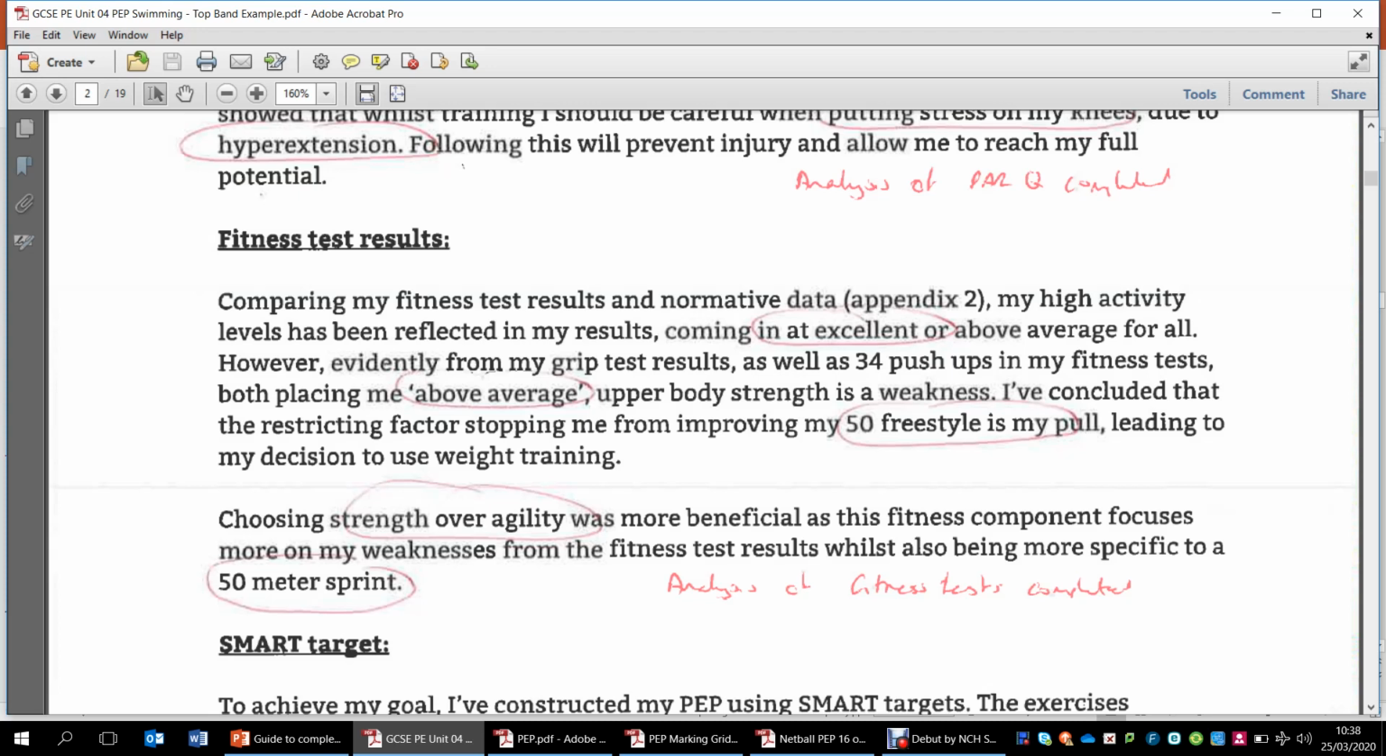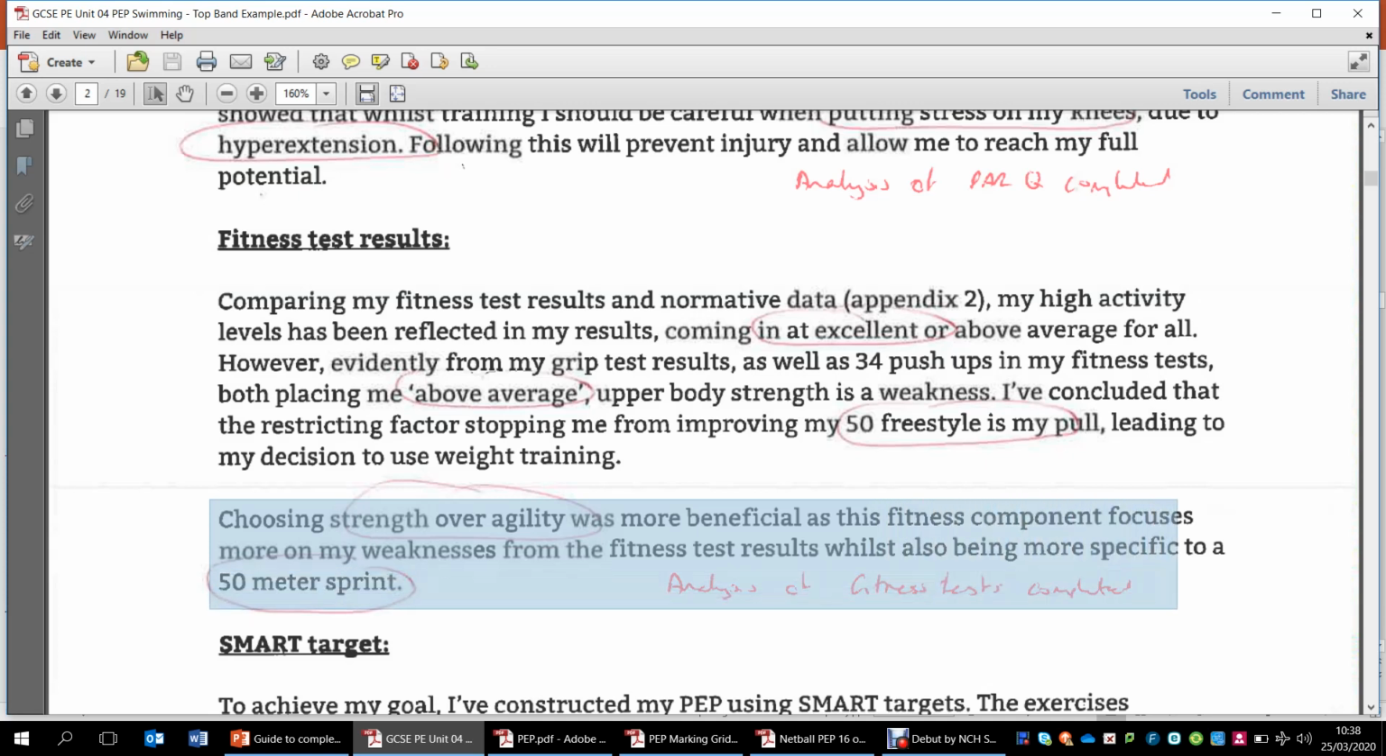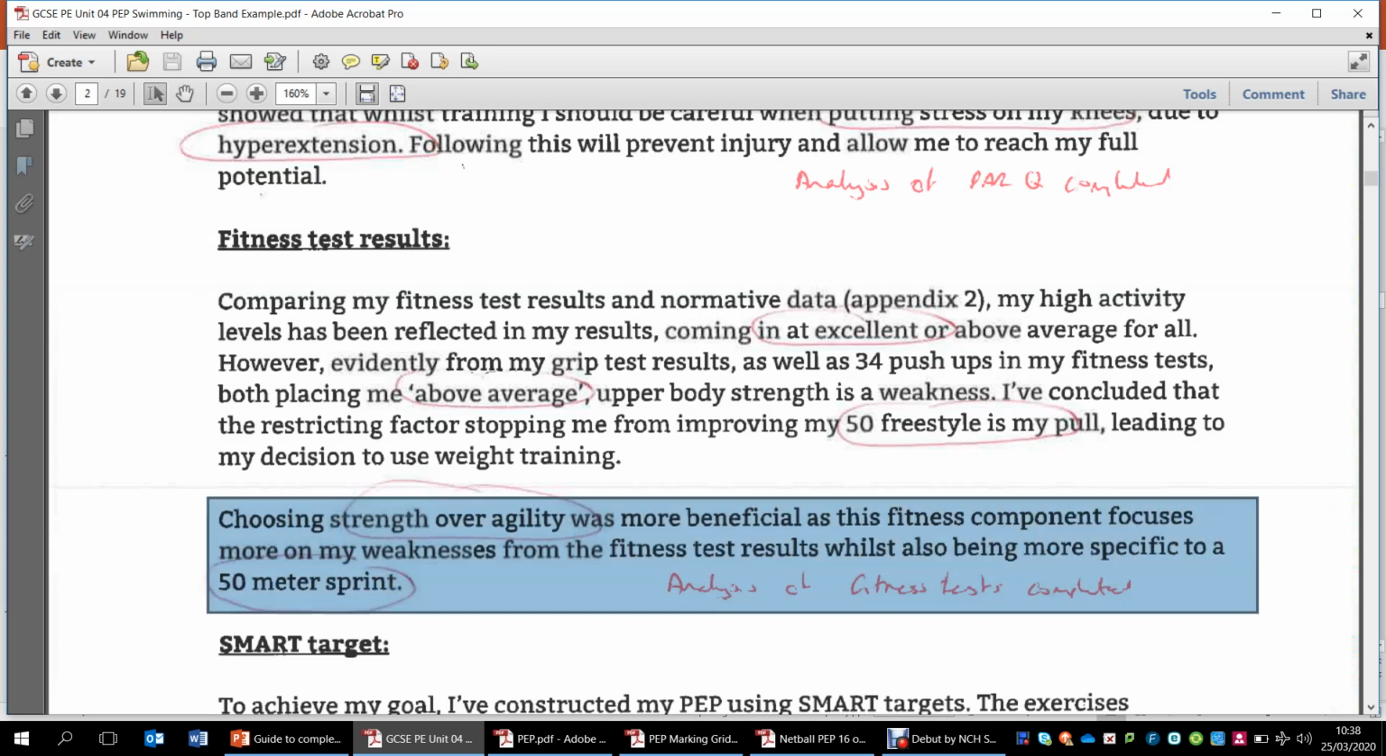So following that test results, they've just done that final little summary, which then extracts the main aim from the results analysis. So this athlete has decided to choose strength instead of agility. They found that strength would be more beneficial, as this fitness component focuses more on my weaknesses from the fitness test results, whilst also being more specific to a 50 metre sprint in swimming. Okay.